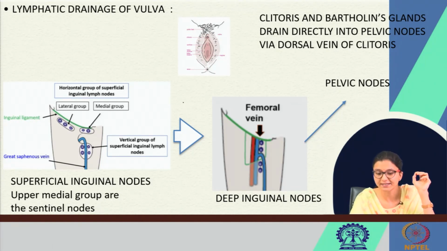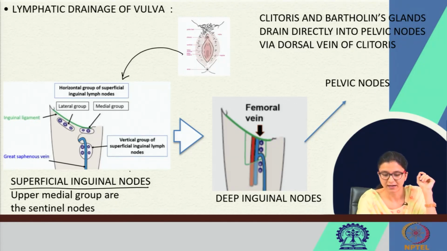Lastly, coming to the lymphatic drainage of vulva, it drains into the inguinal lymph nodes, that is the superficial inguinal lymph nodes. That are in two groups, the horizontal group and the vertical group. Horizontal group is just below the inguinal ligament, and the vertical group is along the great saphenous vein, right. This upper medial group, this is the sentinel nodes. That means the first draining nodes of the vulva are the sentinel nodes.